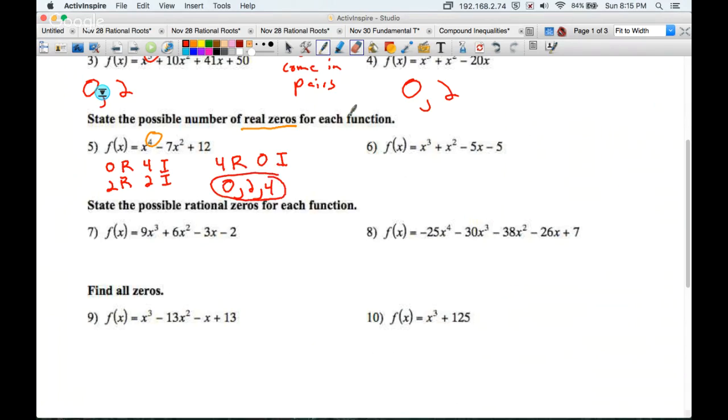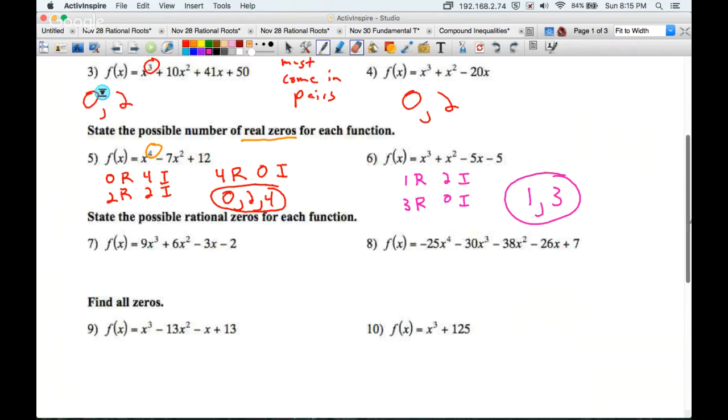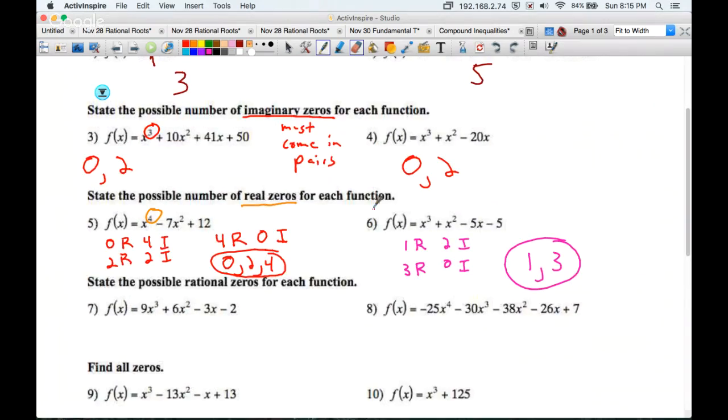For this one here, there's a total of 3. So that gives us the options of, it's got to add up to 3. I could do 1 real, 2 imaginary, or I could do 3 real, 0 imaginary. Notice my imaginaries are even, but my options for real are actually odd here. So it's sort of like a quick way to know if you're doing this right.